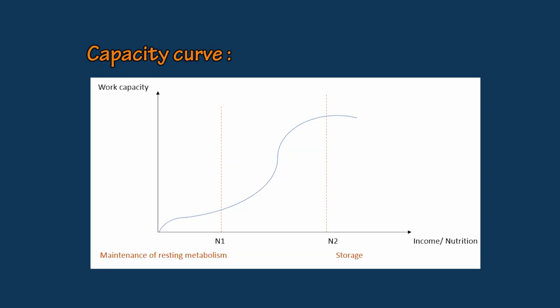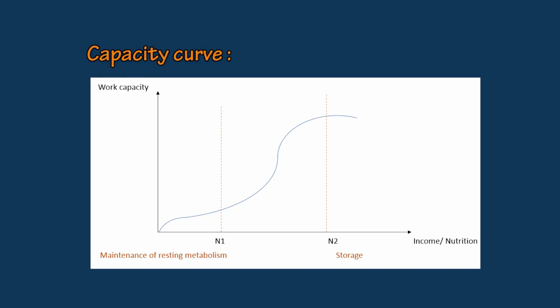Now given this, let us assume that N1 is the level of income which is required to maintain resting metabolism. So until and unless this resting metabolism is met, with an increase in income there will be only a small increase in work capacity. Now once resting metabolism is met, with an increase in income there will be a significant increase in work capacity.